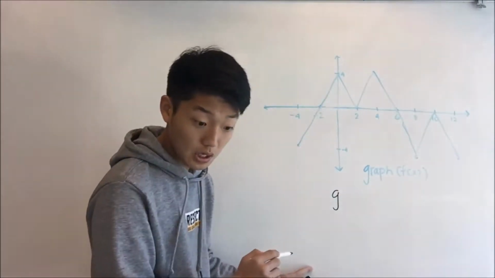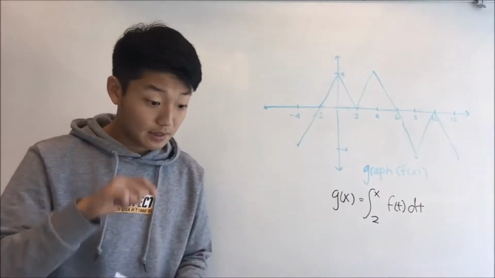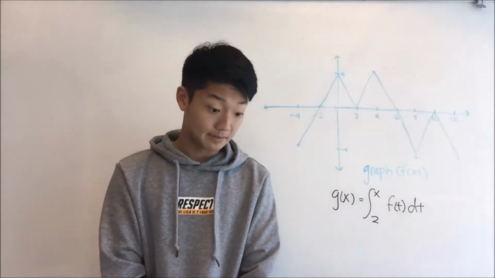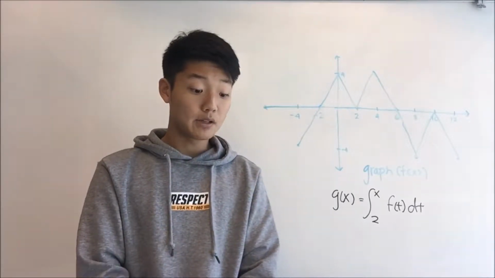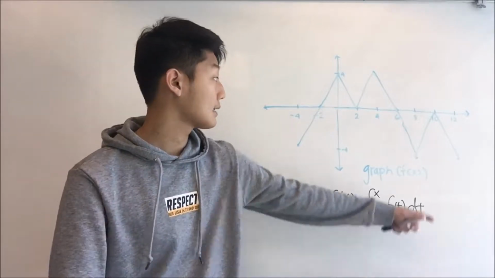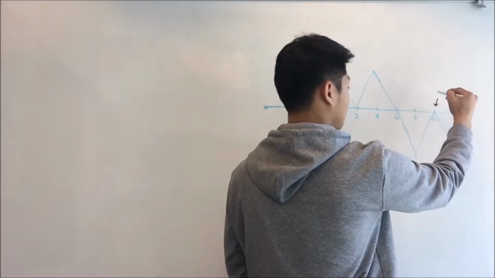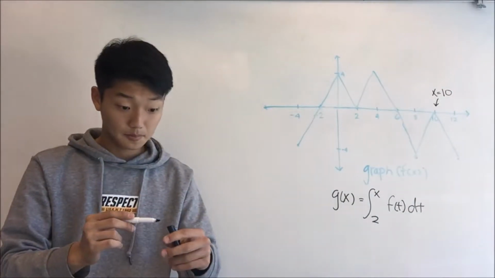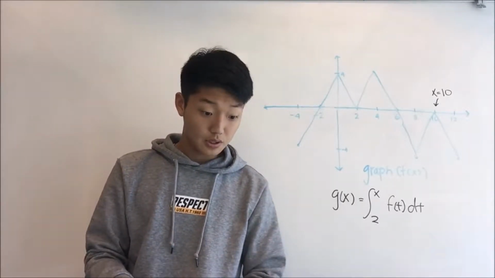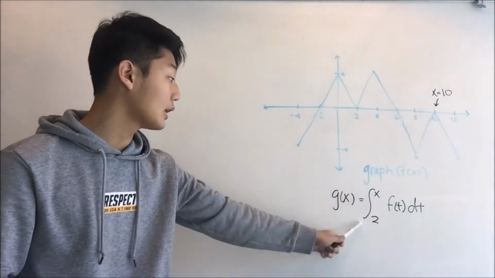G of x is equal to. Part A asks, does g have a relative minimum, a relative maximum, or neither at x equal to 10? Justify your answer.